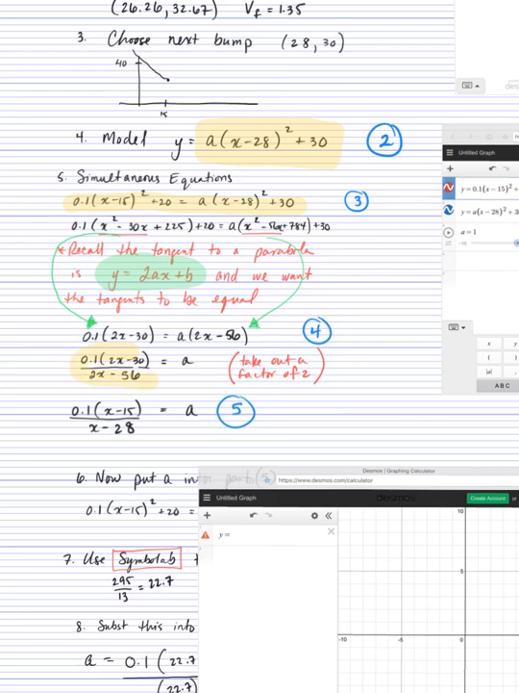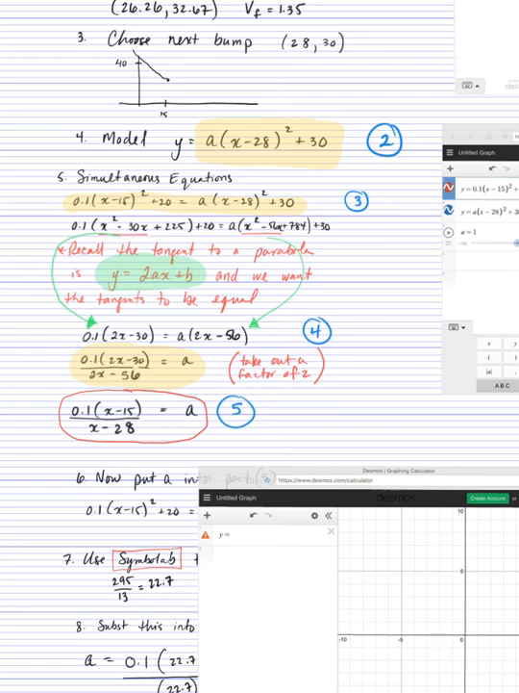And it's not pretty yet because we have too many variables going on, but I now have a coefficient of a equals 0.1 times (2x minus 30) all over (2x minus 56). If I simplify that a little bit, I can divide out that factor of 2 because each of those is an even number. And I end up with this equation right here where I have a equals 0.1 times (x minus 15) over (x minus 28).